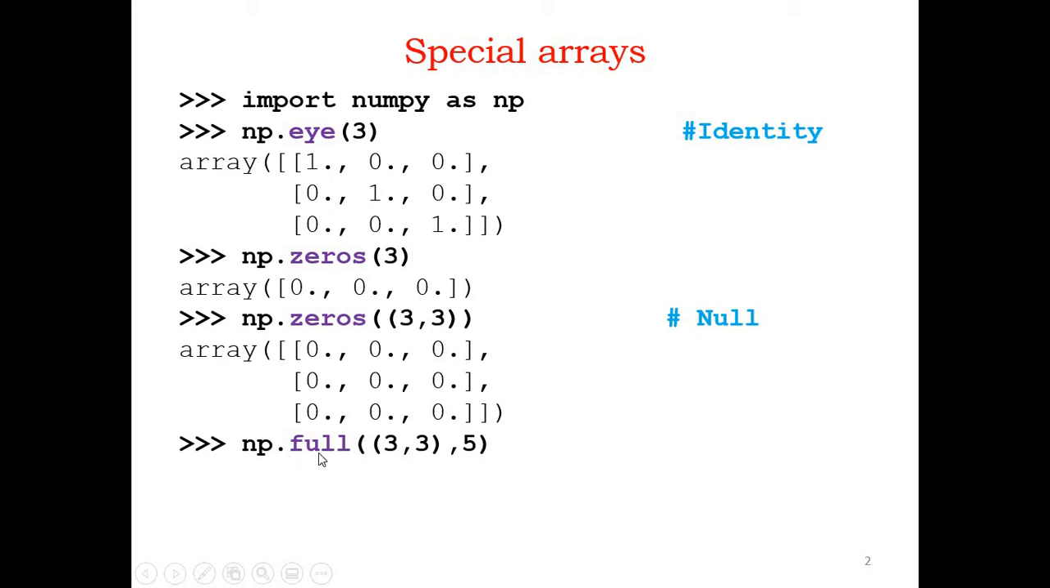If you write np dot full and you write the tuple 3 comma 3, the shape of the array will be 3 by 3, and you write comma 5, that means the matrix will be a full matrix, all the elements will be 5. So here are some special kinds of arrays which you may often need in your mathematical calculations, in physics, in data science, in statistics calculations, and other things.